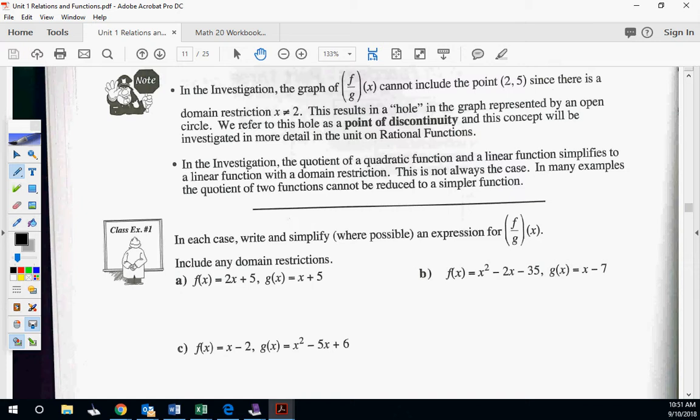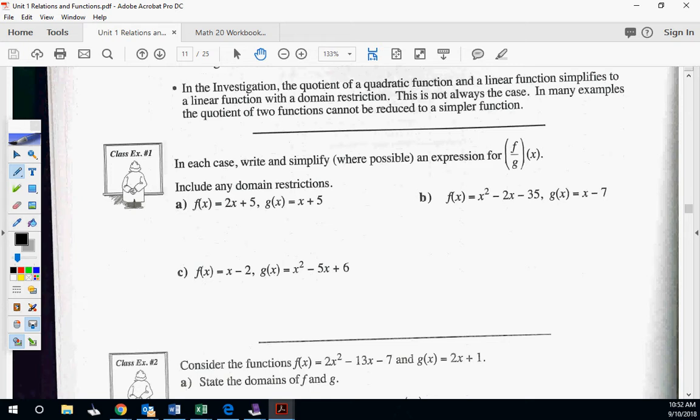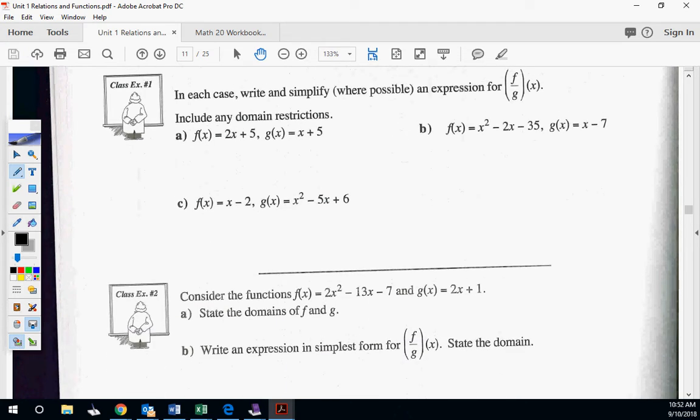Okay? All right. So we'll get into this in more detail with rational functions, which is unit 4 or 5. I forget. Okay? So it says, in this investigation, the quotient of the quadratic by a linear function simplifies to a linear function with a domain restriction. This is not always the case. So, back to Amos saying, he's asking a good question. That canceled, that was nice. It doesn't always happen. You can still divide something that factors that doesn't cancel a factor, and it's still going to be a linear model. So they're not always going to cancel out smoothly.